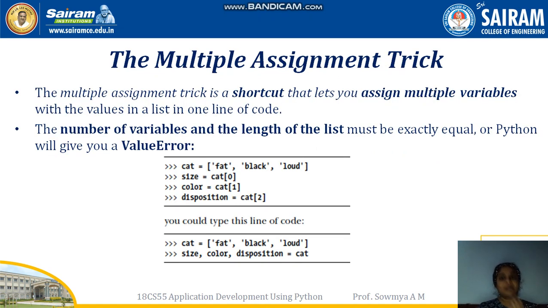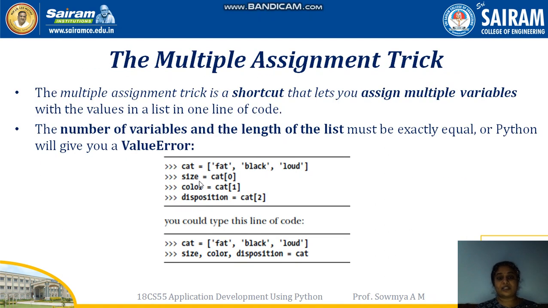Next one is the multiple assignment trick. Here we can use multiple assignment as a shortcut to assign multiple values to variables. The number of variables and the length of the list must be exactly equal, or Python will give you an error. If you do not match the list length and the number of variables, it generates an error. For example, cat is equal to fat, black and loud: the size of the cat, the color of the cat and the disposition of the cat.